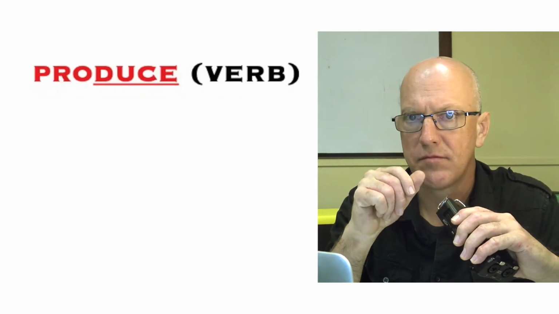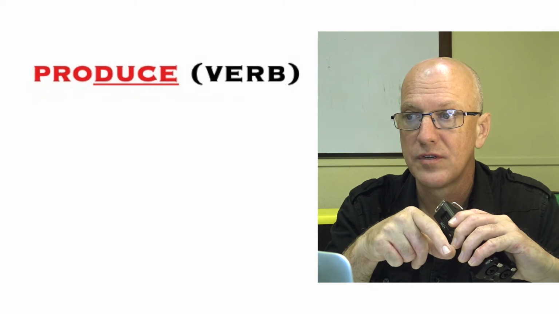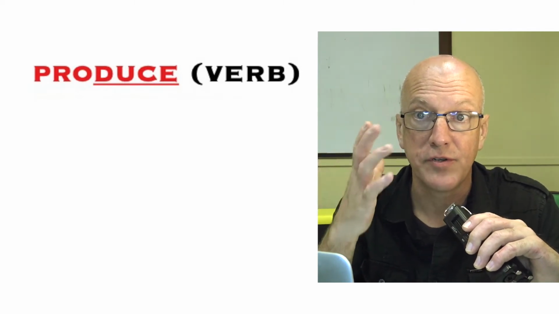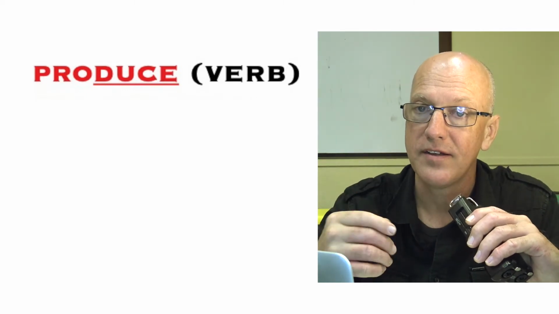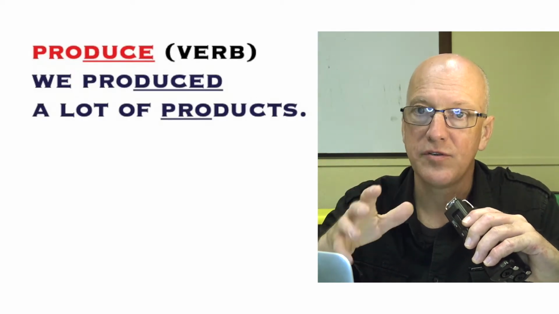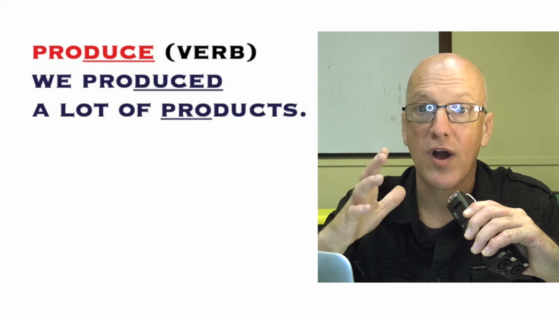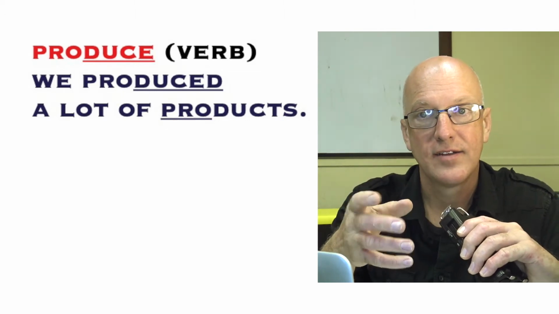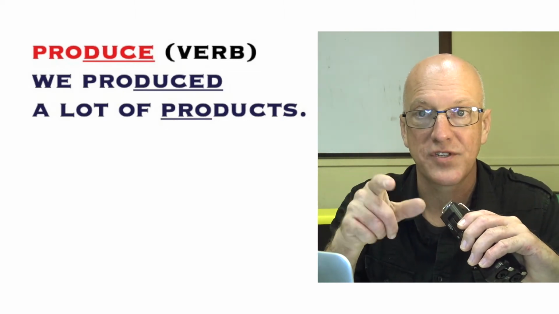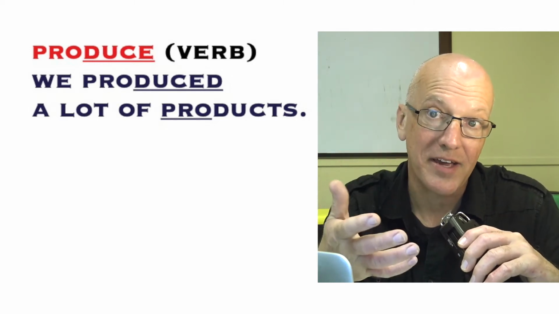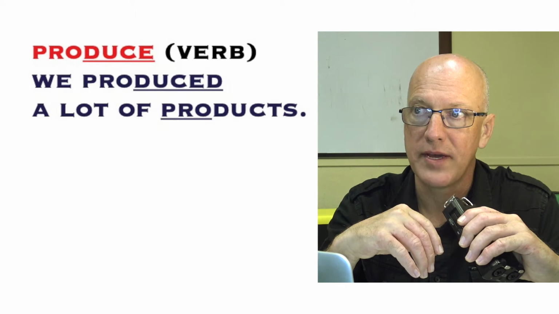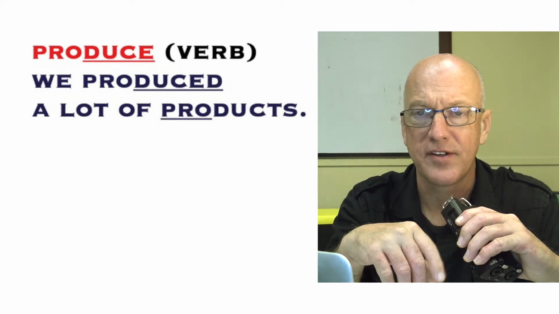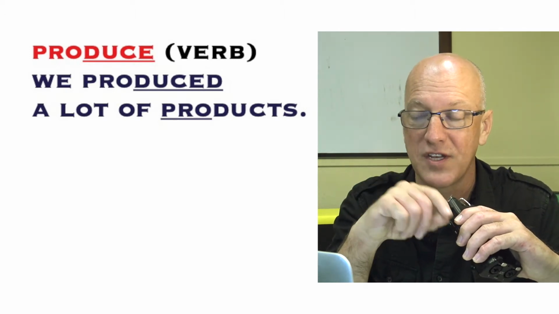Let's try this word here. Produce. Everybody knows this one, right? Produce. What does that mean? Yeah, it means to make something, right? We produced a lot of products. So you notice how product is on the first syllable. Produce means to make. A product is something that a manufacturer makes. But you notice how those are spelled different. Product was on the first syllable.